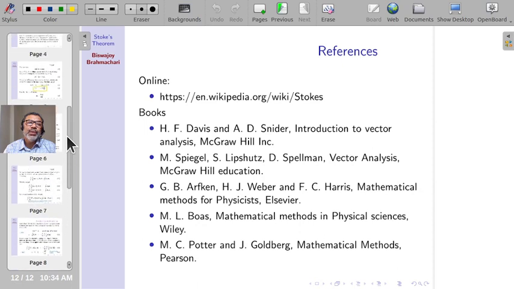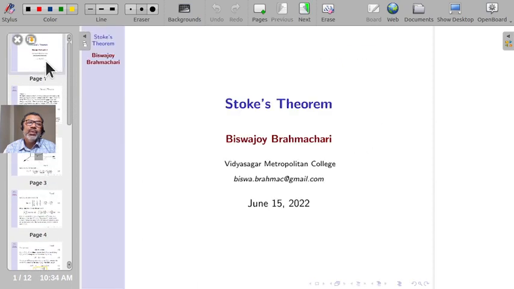So that means what we have done today is that we have learned the statement of Stokes theorem, we have learned the proof of the Stokes theorem, and we have also learned how Maxwell used Stokes theorem to write down two of his famous equations. First, we learned how to write the Maxwell-Faraday equation, and next we have learned how to write the Ampere-Maxwell equation.